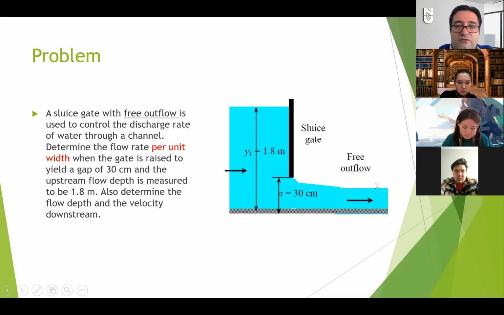And so the question is, determine the flow depth and the velocity in the downstream. So you will calculate velocity and flow rate and the depth here. Okay, so it is quite simple. Let's continue with the solution.